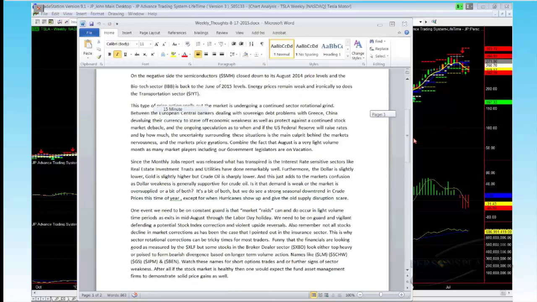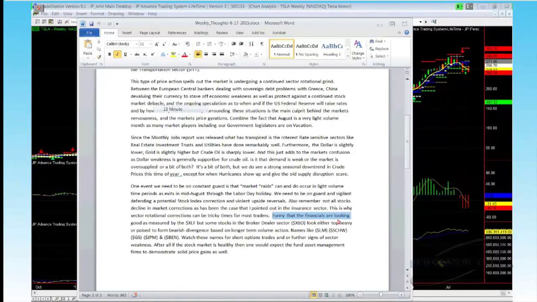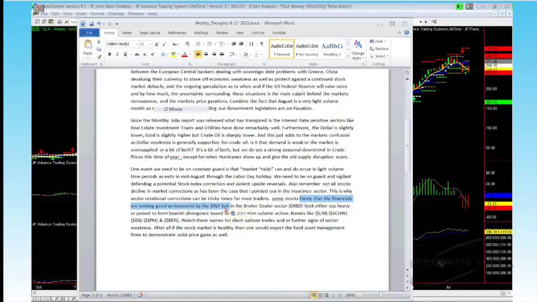First off, we put out our market identification. We talk about financials looking good, but stocks in the XBD, the broker-dealer, look either top-heavy, which is an understatement now, or form bearish divergence.